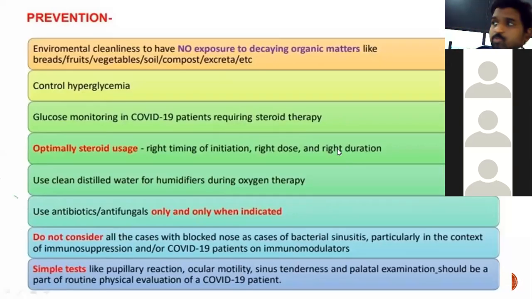So ultimately, what is more important is that disease we need to prevent it. And what we have to do: environmental cleanliness, to have no exposure to decaying organic matters like breads, fruits, vegetables, soil, compost, and excreta. We need to control the sugar level. Optimal steroid usage is also important. That's the right timing of initiation, right dose, and right duration.